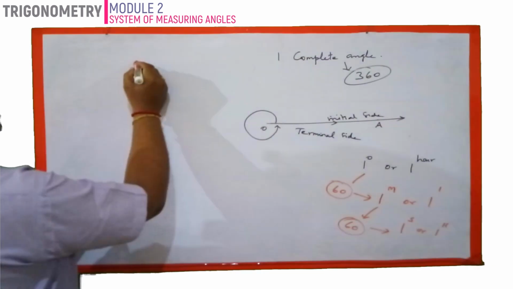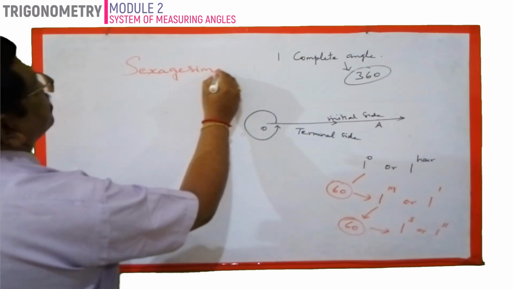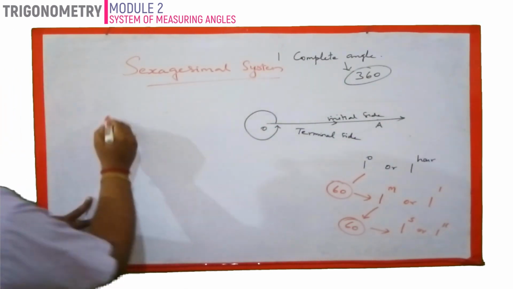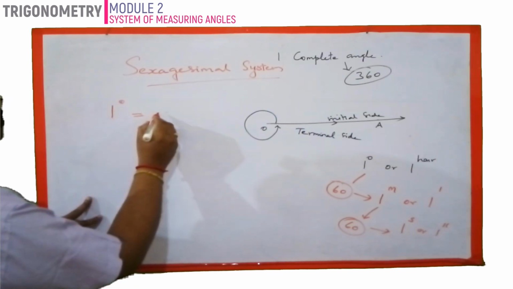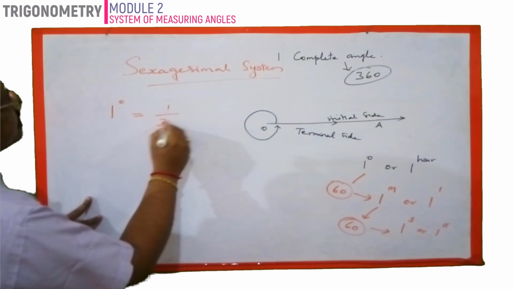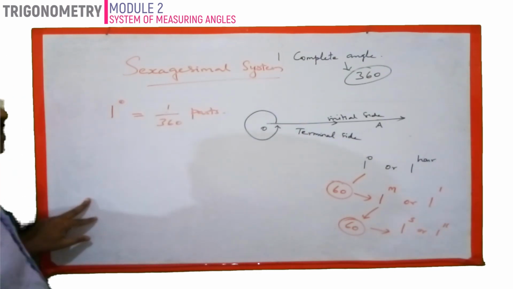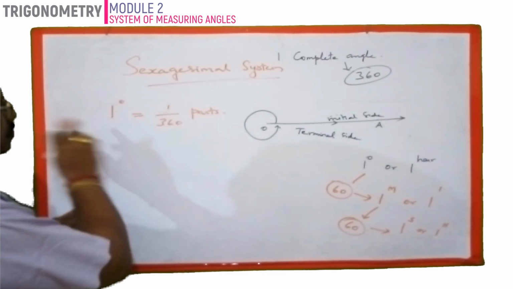So this system is called sexagesimal system. So we can write it. 1 degree is equal to how many parts? 1 degree is equal to 1 by 360 parts. Isn't it? So total 360 parts we divide, and each part is called 1 degree.